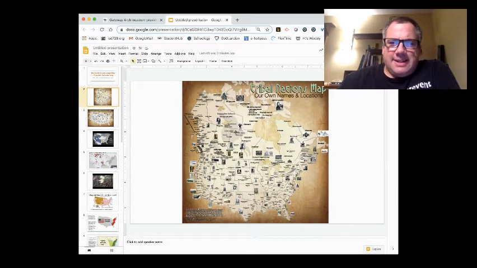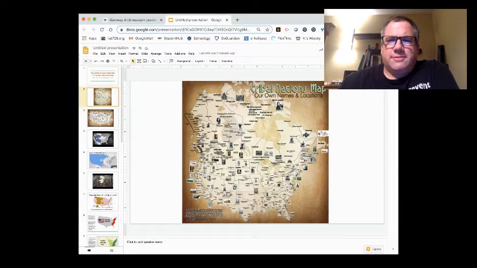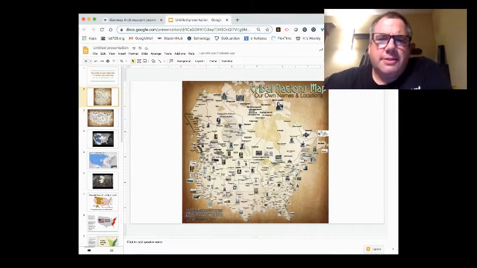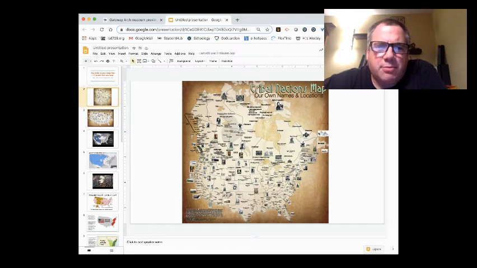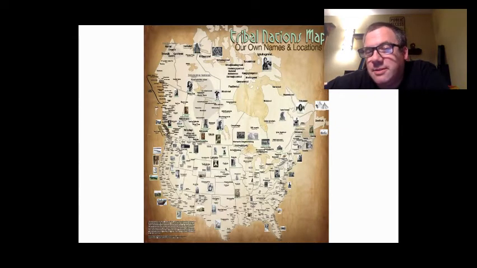Now you can see on here all the borders. Let's project this full screen. You can see all the borders of Canadian provinces, the US and Canada, and states. But remember, those lines are pretty new lines. They're maybe only 100 to 200 years old, whereas all these nations of American Indians were here for thousands of years.